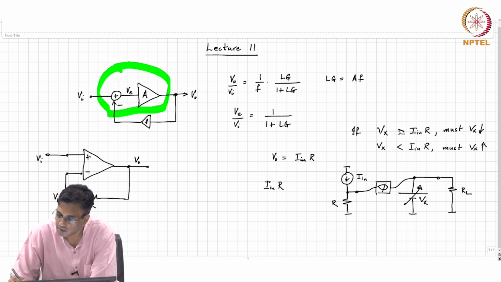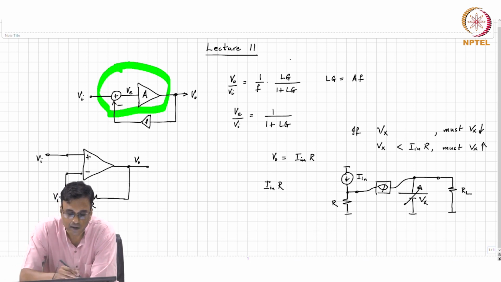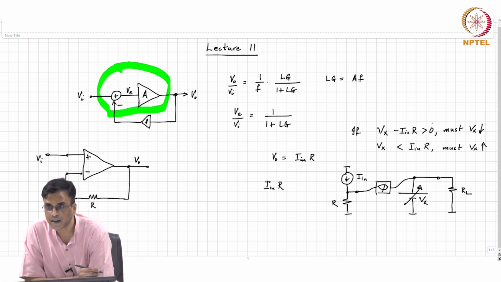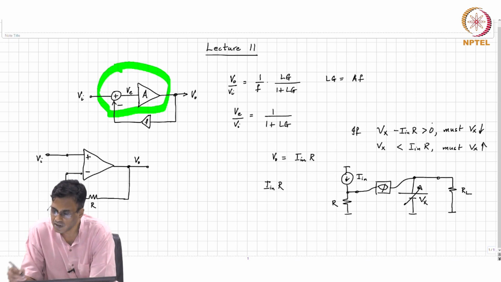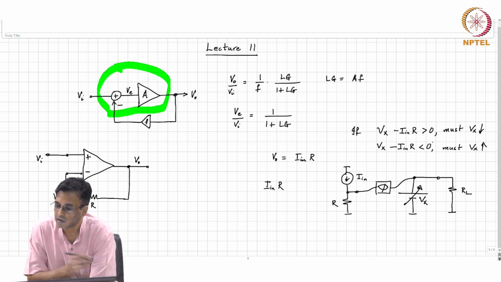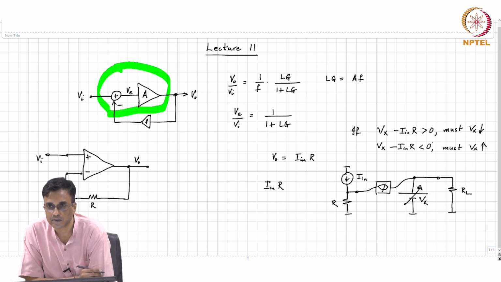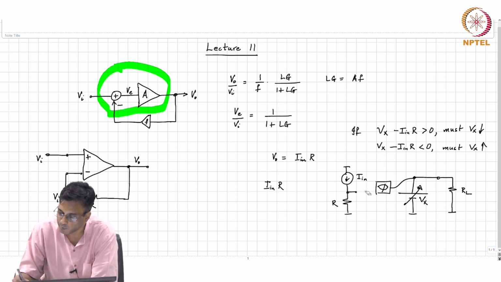So in other words, if Vx minus In times R is greater than 0, it means that Vx is too high and Vx must therefore be reduced, and if Vx minus In times R is less than 0, it means that Vx is too small and must be increased. All right. Okay. So now how will I find this quantity Vx minus In times R?